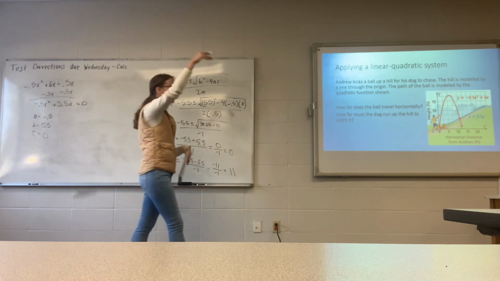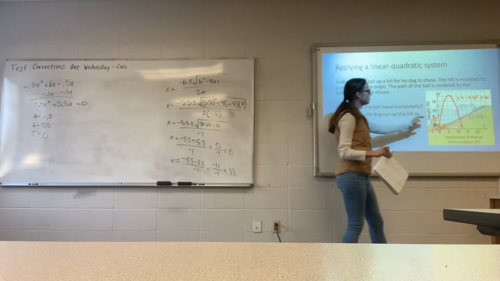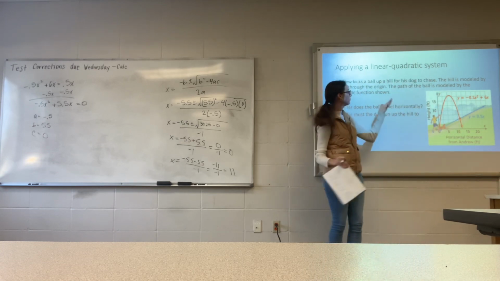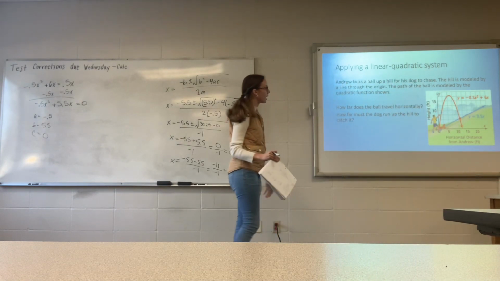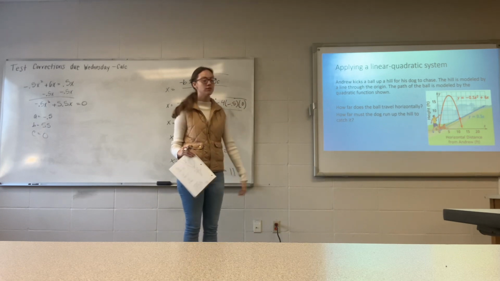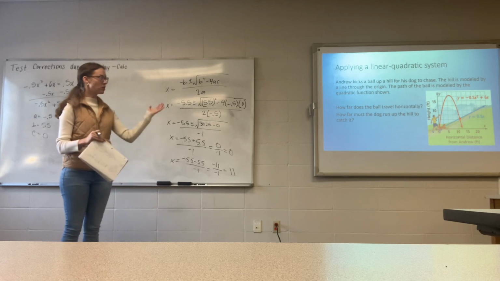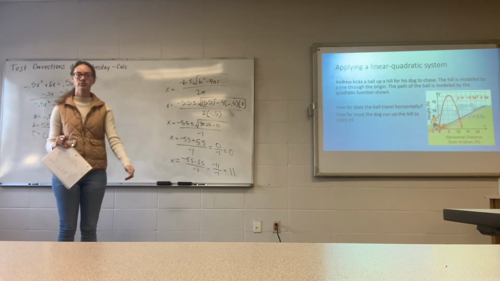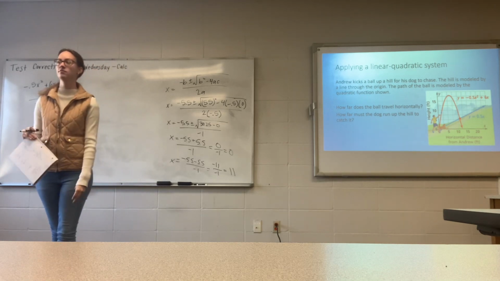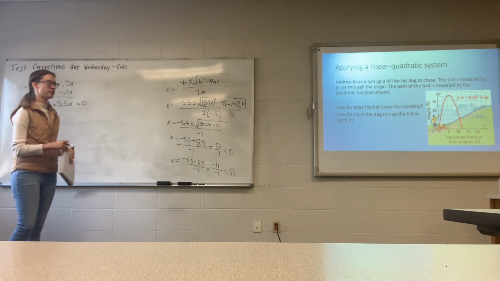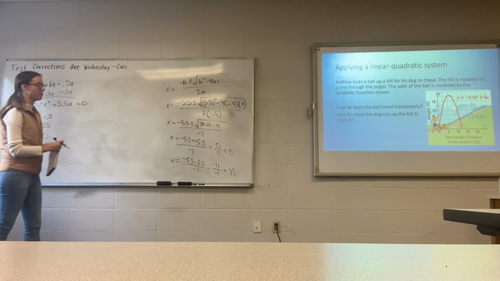So when I throw my ball up and it comes back down, isn't it going to hit the hill 11 feet, or meters, or whatever we're counting by? Yeah, feet from me. So to answer the first question, the ball is going to travel 11 feet. Okay, is everyone okay with how I found that? Yeah. Okay, so then the other question says, how far must the dog run up the hill?